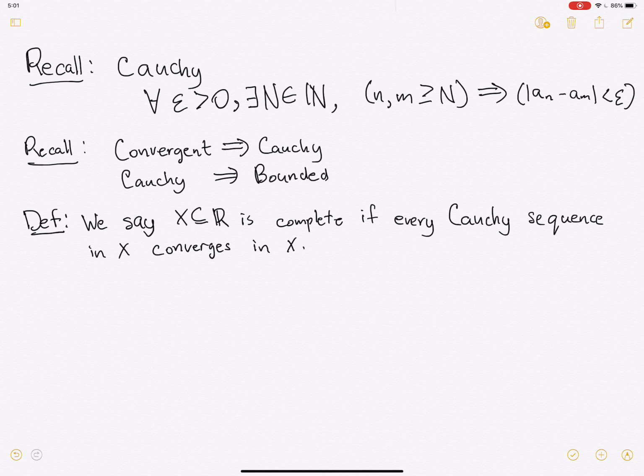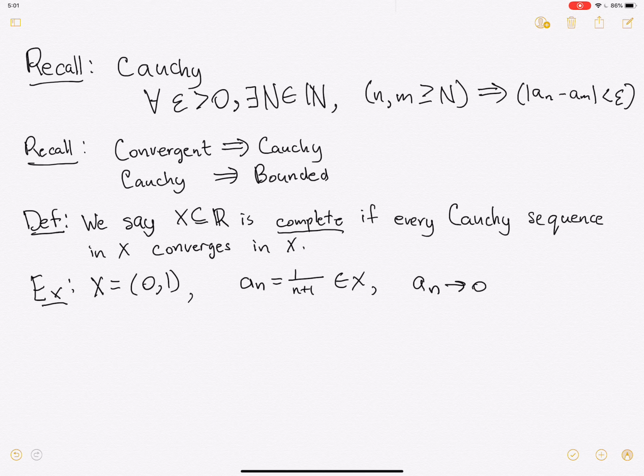So let's look at an example. Take X equals (0, 1], and a_n is equal to 1 over n plus 1 in X. a_n approaches 0, and that is a Cauchy sequence. But 0 isn't in X, so X isn't complete.